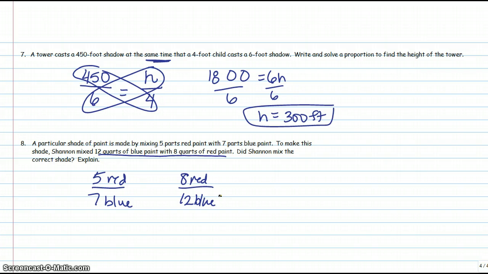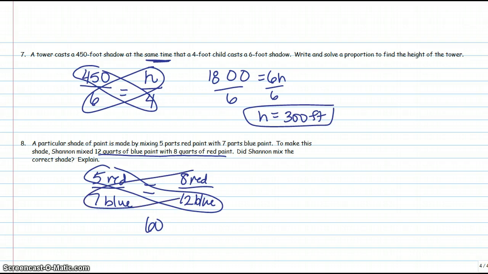When we ask if she mixed the correct shade, we're kind of checking to see if these two are equal to each other. So we can check if we cross multiply. Well, 5 times 12 is 60, and 8 times 7 is 56. These two things are not equal. Therefore, no, Shannon did not mix the correct shade of paint. If she had, the proportions would be the same.